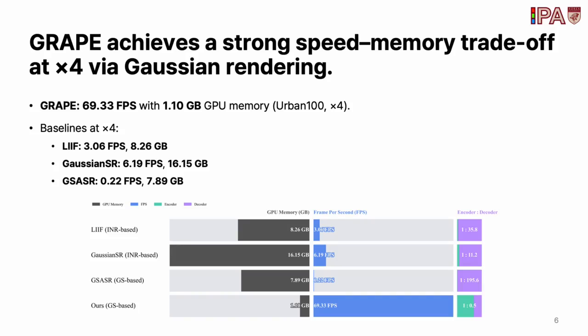This figure highlights efficiency at 4 scales on the Urban100 dataset. GRAPE runs at 60.433 fps while using 1.10 GB of GPU memory. In the same setting, LIIF reaches 3.06 fps with 8.26 GB. Gaussian SR reaches 6.19 fps but uses 16.15 GB, and GSASR runs at 0.2 fps with 7.89 GB.